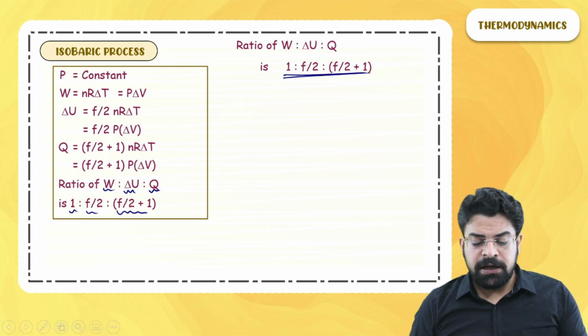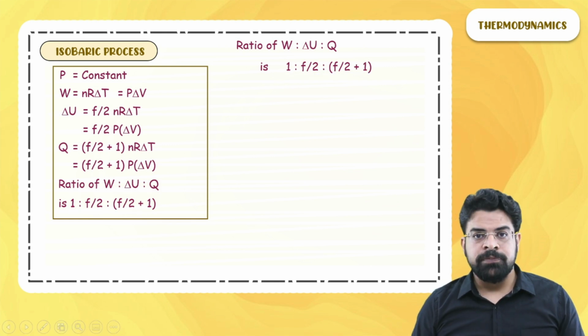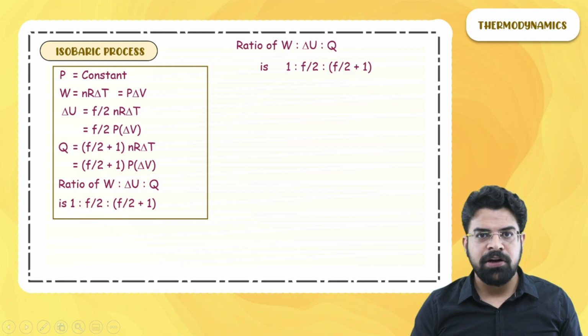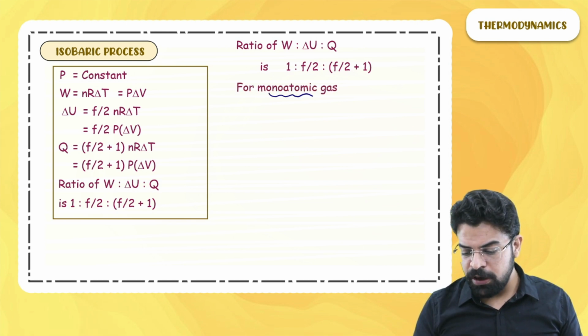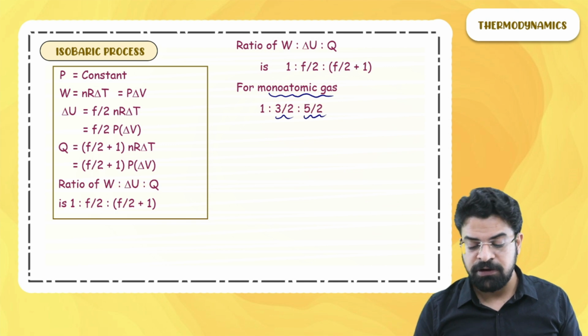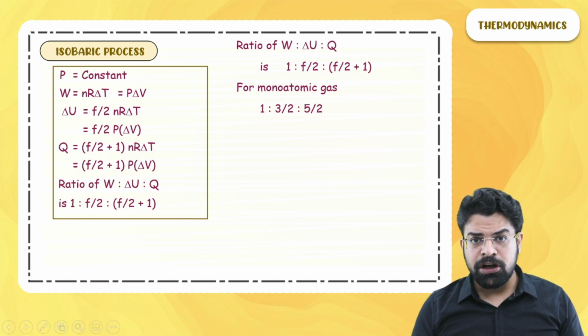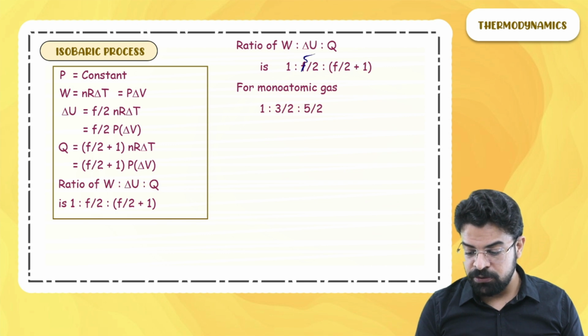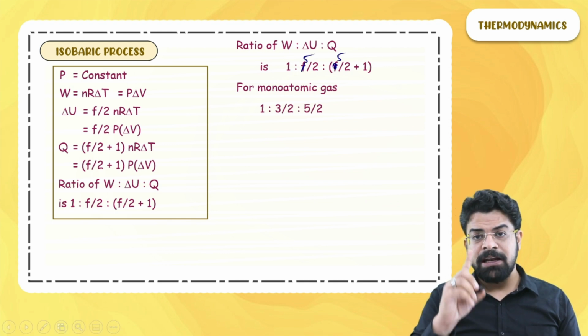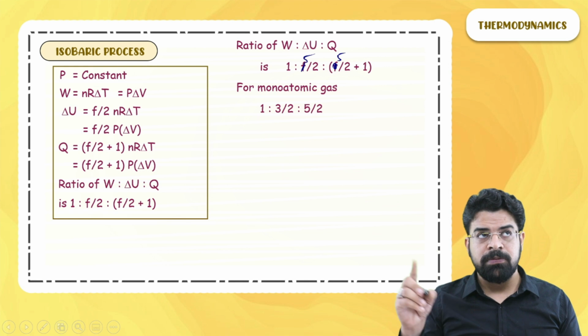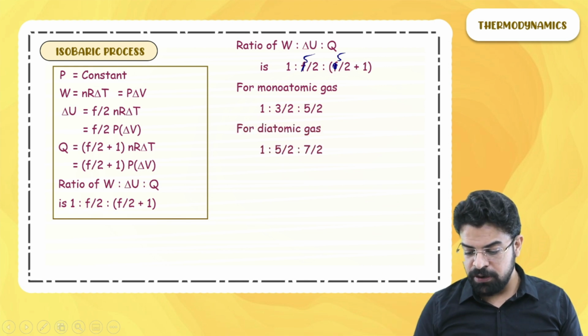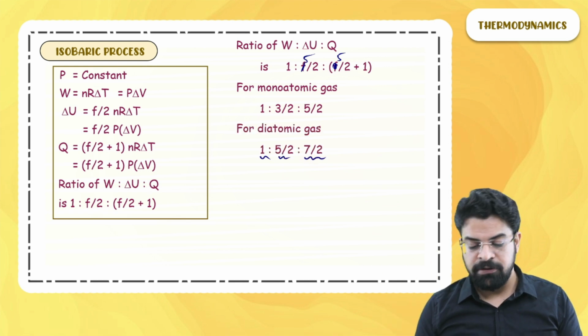Now for different types of gases, what will be the ratio? For a monoatomic gas, the degree of freedom is 3. So the ratio will be 1 is to 3 by 2 is to 3 by 2 plus 1, that is 5 by 2. For a diatomic gas, the degree of freedom will be substituted as 5. So you will get 1 is to 5 by 2 is to 5 by 2 plus 1, that will be 7 by 2. So you get 1 is to 5 by 2 is to 7 by 2.